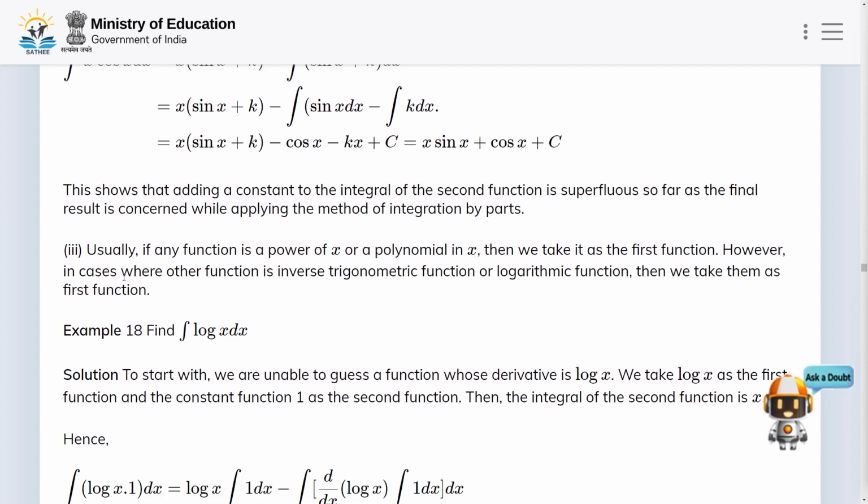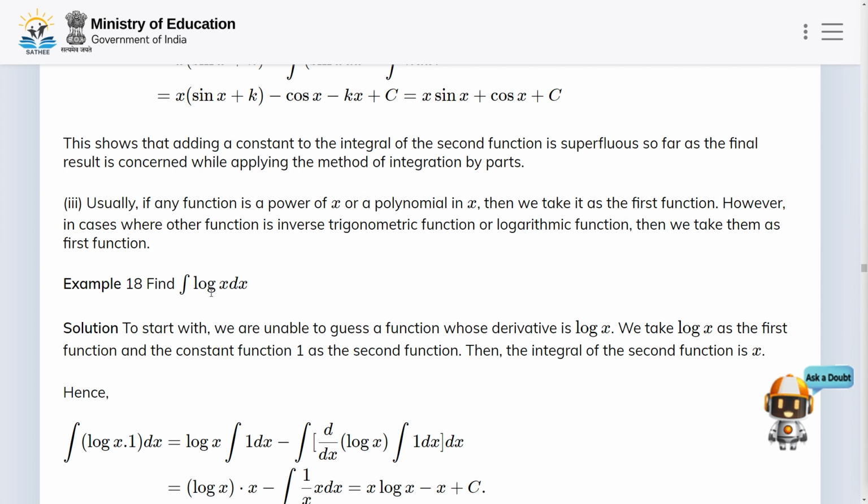Now the third point: usually if any function is a power of x or a polynomial in x, then we take it as the first function. However, in cases where the other function is an inverse trigonometric function or a logarithmic function, then we take them as our first function. As I have already told you, apply the ILATE rule, which is I inverse trigonometric function, L logarithmic function, A algebraic function or algebraic expression, T trigonometric function, E exponential function. So here, find the integration of log x dx.